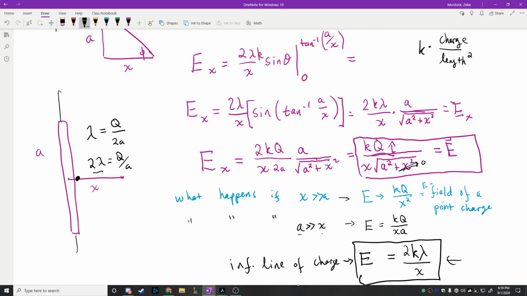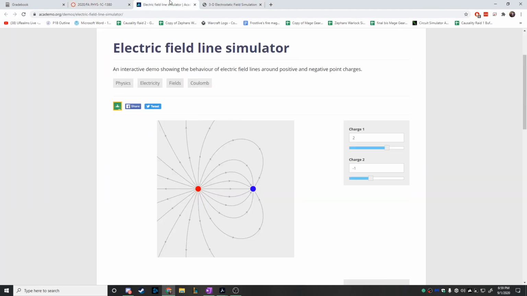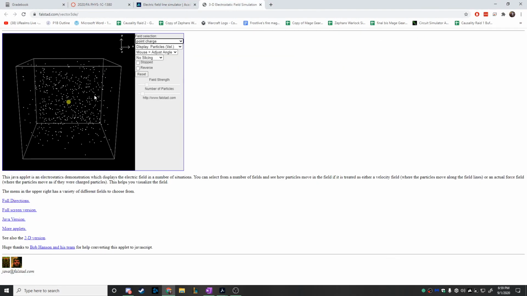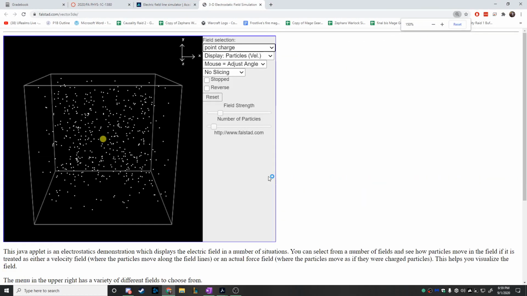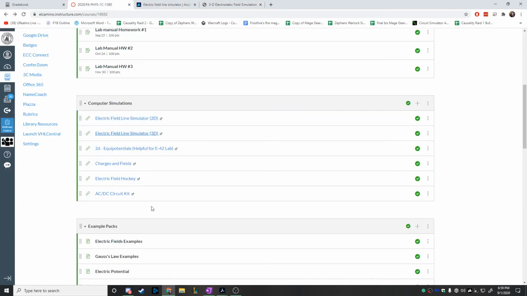So we can actually visualize what this field looks like, by the way. I'm going to pull this up so we can do this for all the things we're going to do. Not with this guy, but this right here is posted on Canvas. You can find it right here. It's Electric Field Simulator 3D.